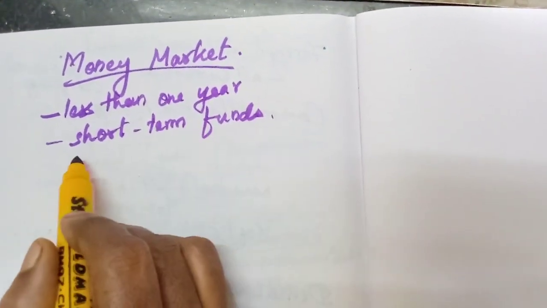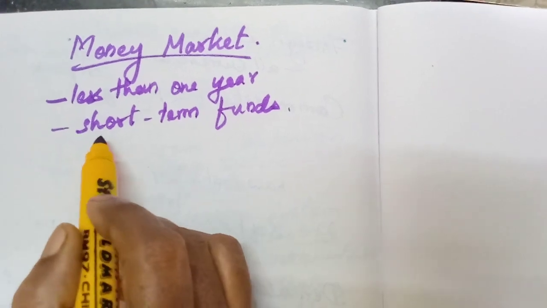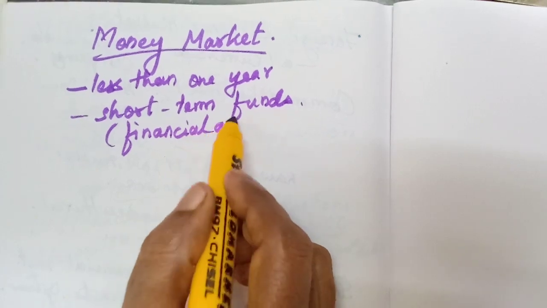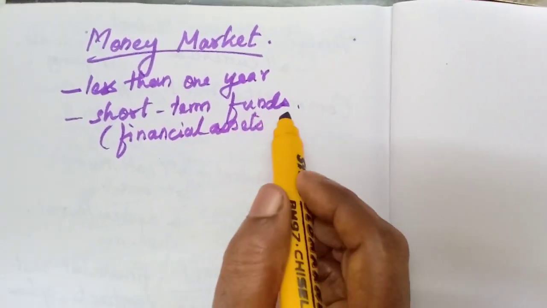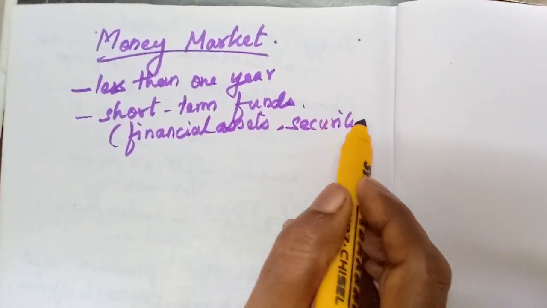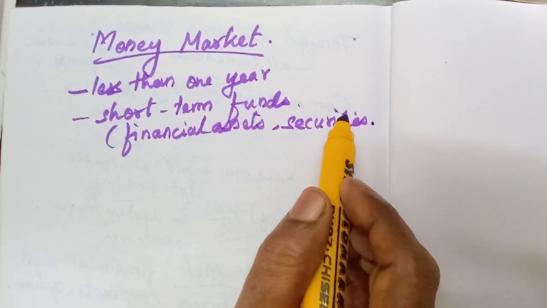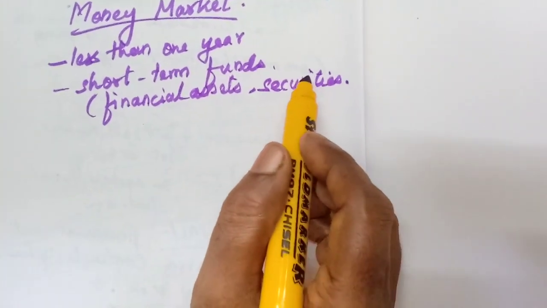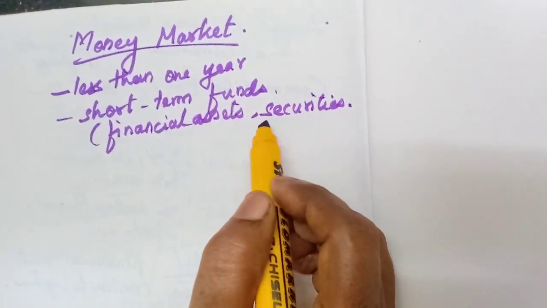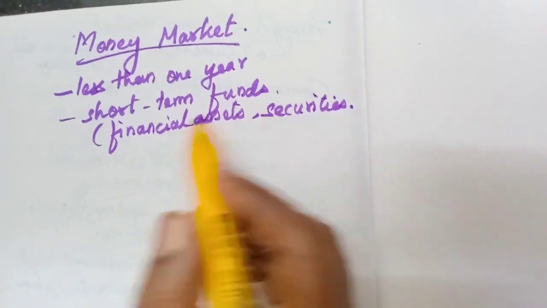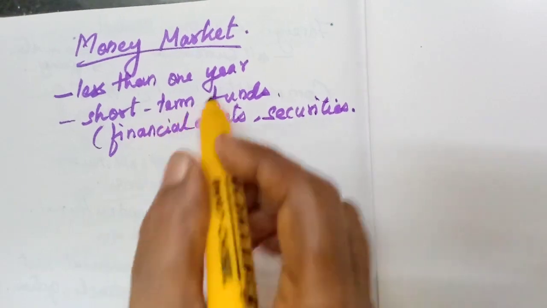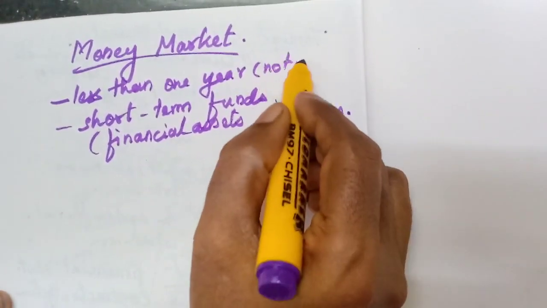What are the short-term funds? All the financial assets and securities. We have studied what are the financial assets and what are the financial securities. So they will be available for a short period of time, a period of less than 1 year. We can say it in another way: the maturity period will not exceed 1 year. Less than 1 year means it will not be more than 1 year.